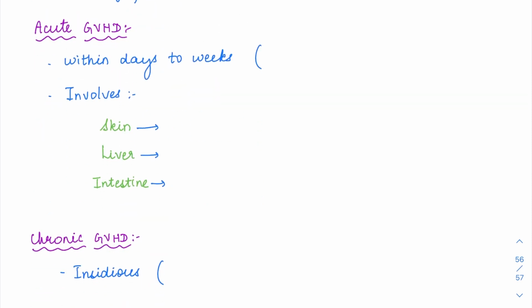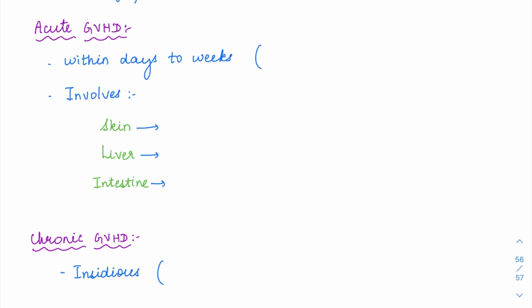We have 2 types of GVHD, acute and chronic. Initially it was classified based on the number of days. If the features of acute GVHD happen within 100 days, then they called it acute GVHD, and more than 100 days it was termed chronic GVHD. But now that has been considered obsolete. It is based on the manifestations of the GVHD that it is classified into acute and chronic. So let's see about the various manifestations.